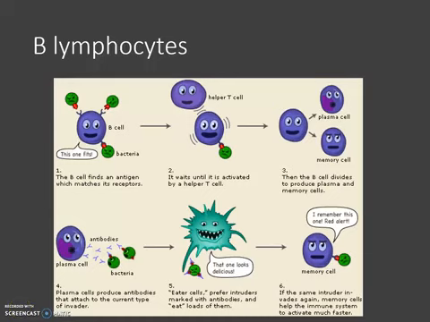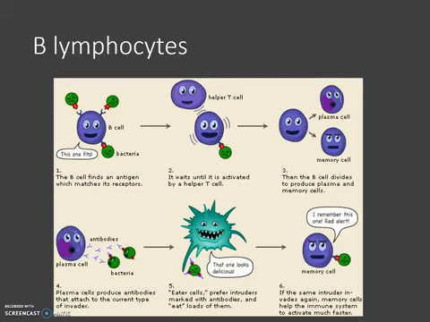The other division of the adaptive immune response involves B cells. And B cells work slightly differently than T cells, although there is some overlap between the two systems. So first of all, B cells do not require antigen presenting cells like T cells do. So they can actually identify antigens on pathogens directly. However, they do get activated by helper T cells.